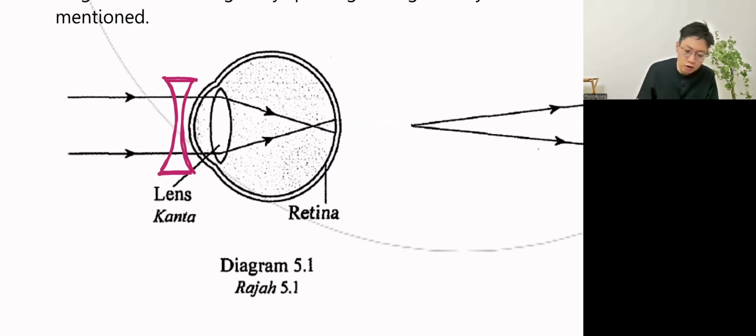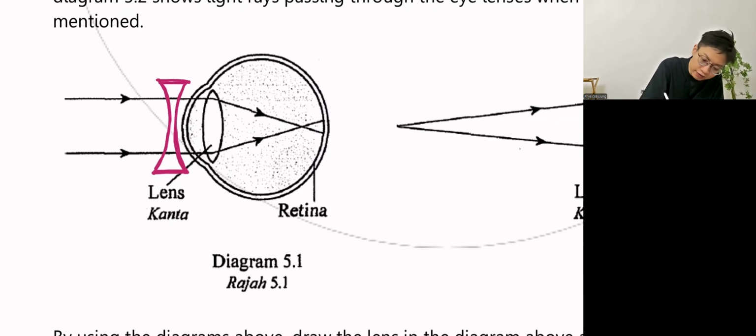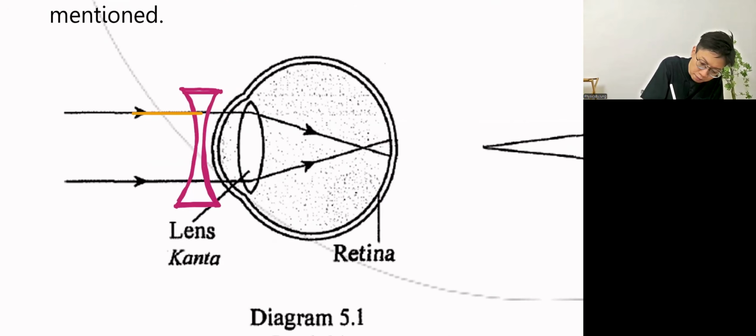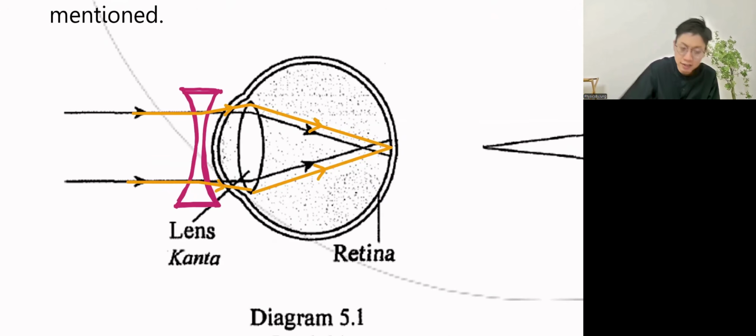Okay, we use this thing called a concave lens. If there's a concave lens here, when the light passes through, you will realize that this light ray actually splits up. When it splits up, it diverges first, and then it will meet.